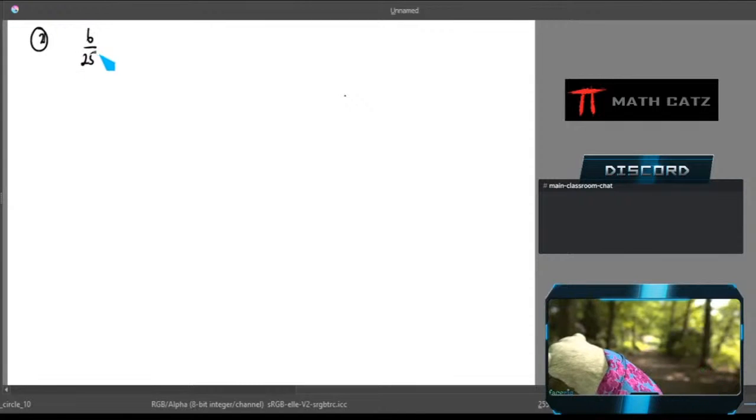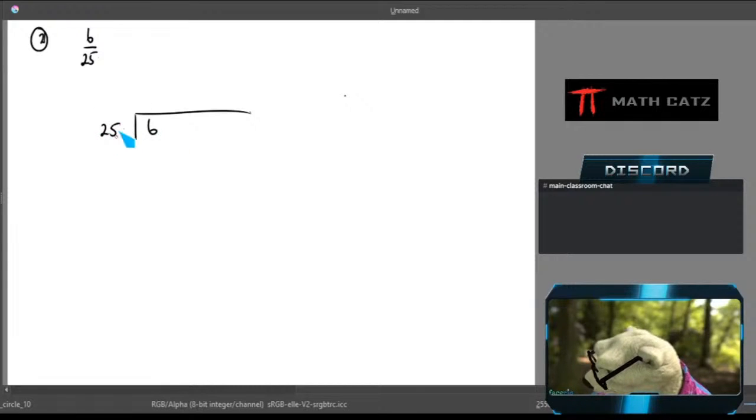6 over 25. That means 6 goes in the house, 25 outside the house. I pick nice and easy denominators, see?